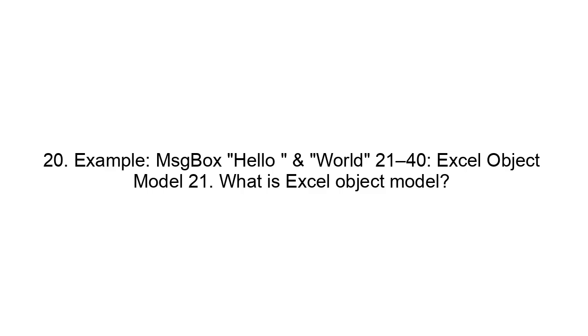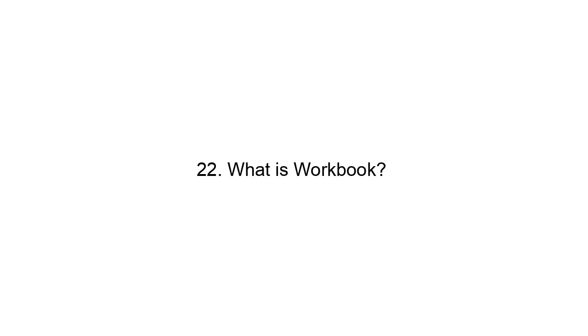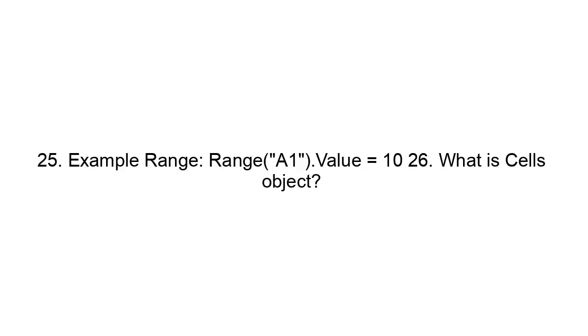21 to 40. Excel object model. 21. What is the Excel object model? A hierarchy of Excel objects: Application, then Workbook, then Worksheet, then Range. 22. What is a workbook? An Excel file. 23. What is a worksheet? A single sheet in a workbook. 24. What is a range? A cell or group of cells. 25. Example: Range("A1").Value = 10.